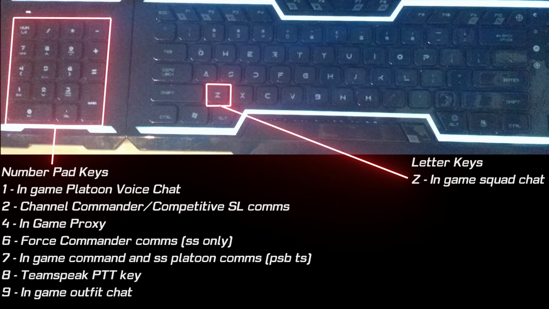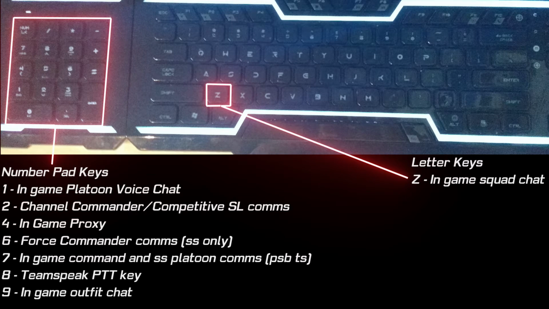If I cut to an image of my keyboard, you can see what I've got. I've got the number pad keys on the left, and the lone Z key on the right. Like I said, the Z key is for in-game squad chat, and most of my number pad keys are just for communication. Number 1 is in-game platoon chat, number 2 is the channel commander or competitive squad lead comms, which are also bound to my mouse. Then I've got in-game proximity chat as just default 4, and force commander comms is number 6.